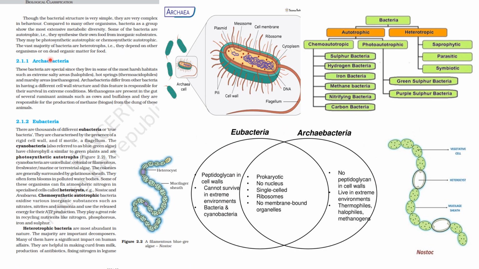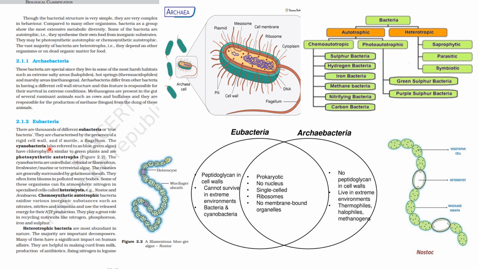Here are the Archaebacteria and the Eubacteria. Archaebacteria are mainly seen in harsh habitats. They include halophiles in salty areas, thermoacidophiles in hot springs, and methanogens in marshy areas. These methanogens are Archaebacteria that are seen in the guts of cows and buffalo, and they produce methane, a biogas. Now the Eubacteria, also called true bacteria, are characterized by a rigid cell wall, and if motile, they have flagella.